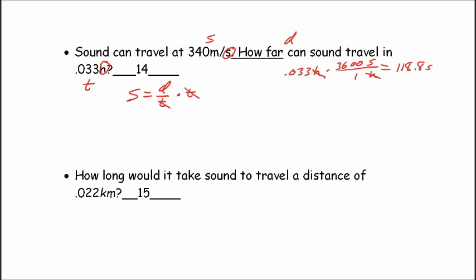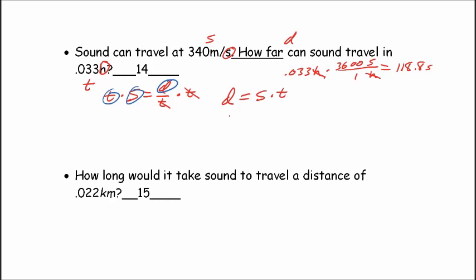And of course, whatever we do on the right hand side of the equation, we have to do the same thing on the left side. So we're going to multiply the left side by t also. So our new equation says distance equals speed times time. So there's our new equation. Distance equals speed times time.